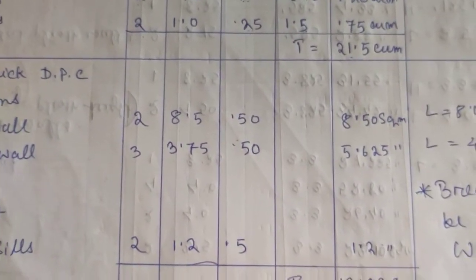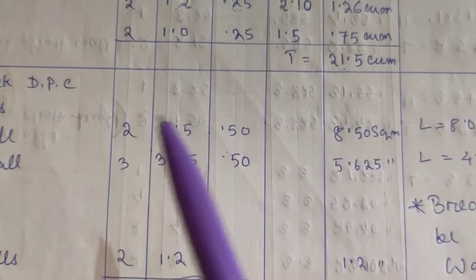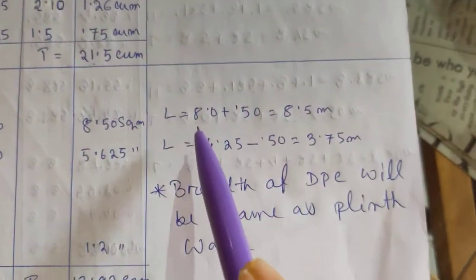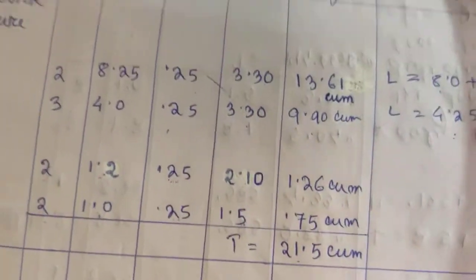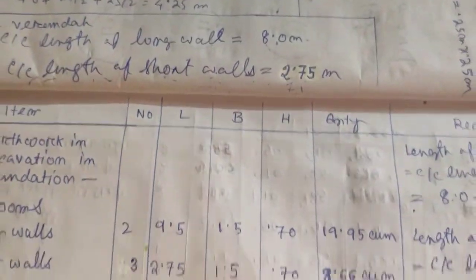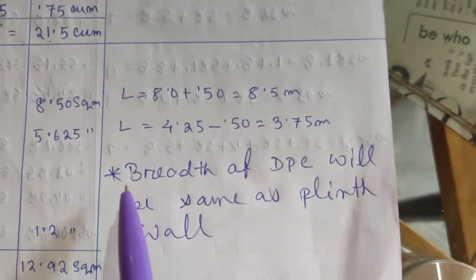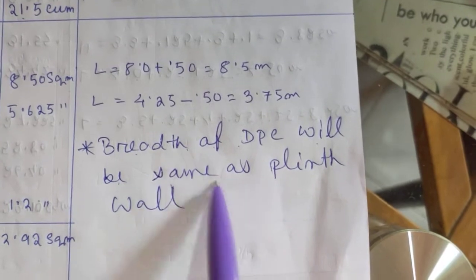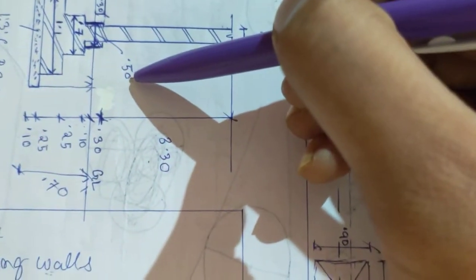Okay, so again for the rooms, long wall, number of long walls is 2. Length, how can we find out the length? Again, center to center length plus 1 breadth. Center to center length of the long wall for the rooms is 8 meter. And what is the breadth of DPC? There is a special note mentioned here. Breadth of the DPC will be same as the breadth of plinth wall. So what is the breadth of the plinth wall? This is the plinth wall. It is 0.5. So breadth of the DPC will also be 0.5.